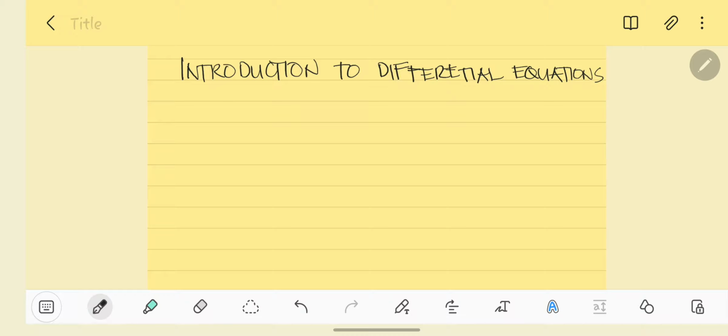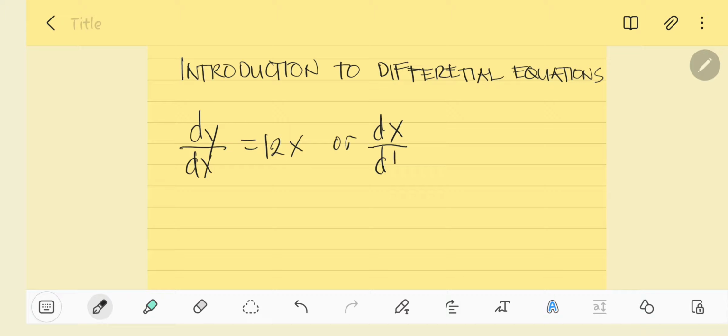Our topic for today is Introduction to Differential Equations. So, differential equations are equations that contain differential coefficients. Like, say for example, dy/dx = 12x, or dx/dt + 3 = 4.